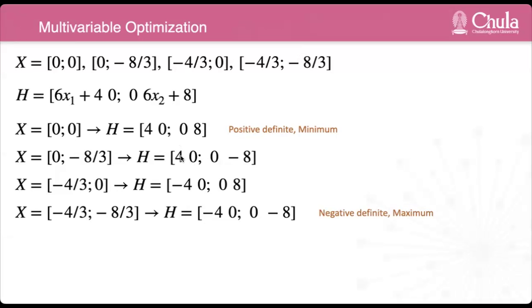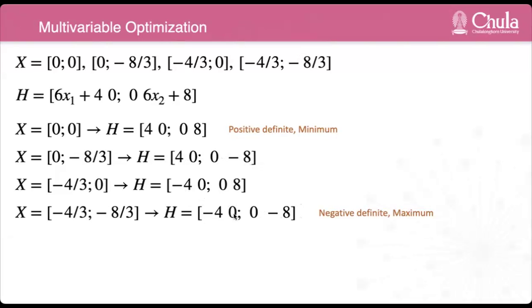Okay? And the next one, this point, also has this Hessian. This Hessian is also a diagonal matrix, right? And not all of the elements are positive or negative. So we cannot say it's positive definite or negative definite, because some of them are positive and some are negative. This one is also diagonal, a mix of negative and positive.